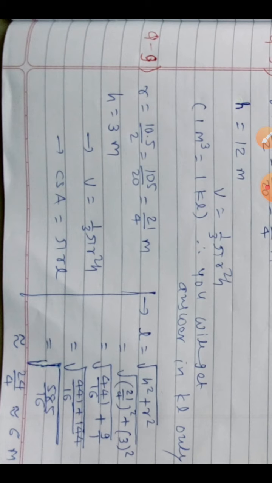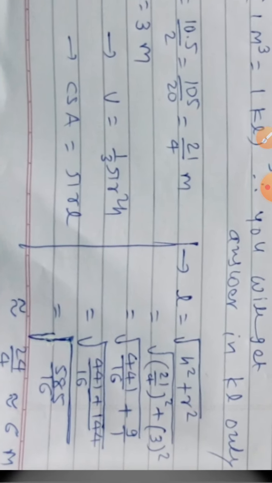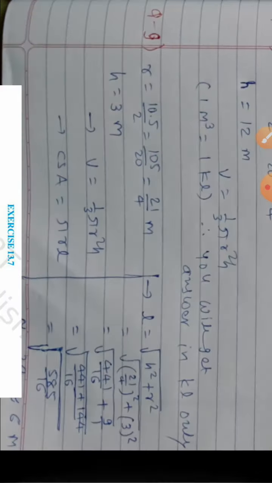That means for finding volume, everything is ready. So first of all, find the volume. After finding the volume, the second answer asked is the CSA, but for CSA, L is required, not S. So for L we have to use that formula. Okay, I have written it on the right side. So L is equal to the square root of S square plus R square.